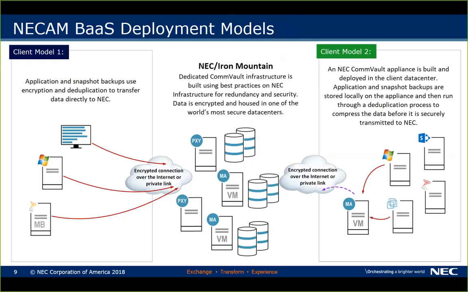The other model is that we install a Commvault appliance, built and deployed in your data center, on premise, whatever you prefer. You back up locally to that appliance, and then snapshots are backed up to the Iron Mountain from that appliance. So you have a secondary DR. You use the Iron Mountain backup as a service model as your secondary DR site.